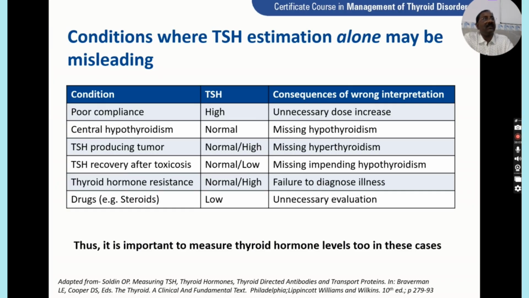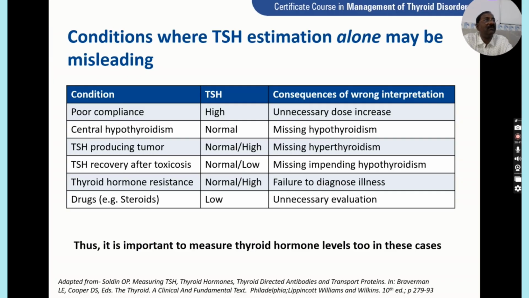Suppose the TSH levels are very high, what do you think? Hypothyroidism, but poor compliance. The patient is not taking the drugs. Each bottle contains about 100 tablets. The patient reviews after 3 months, but you check the tablets and there are still 50 tablets in the bottle. That means he has taken only 50 tablets. Poor compliance. What will happen to your TSH levels in hypothyroidism? Obviously, they elevate.